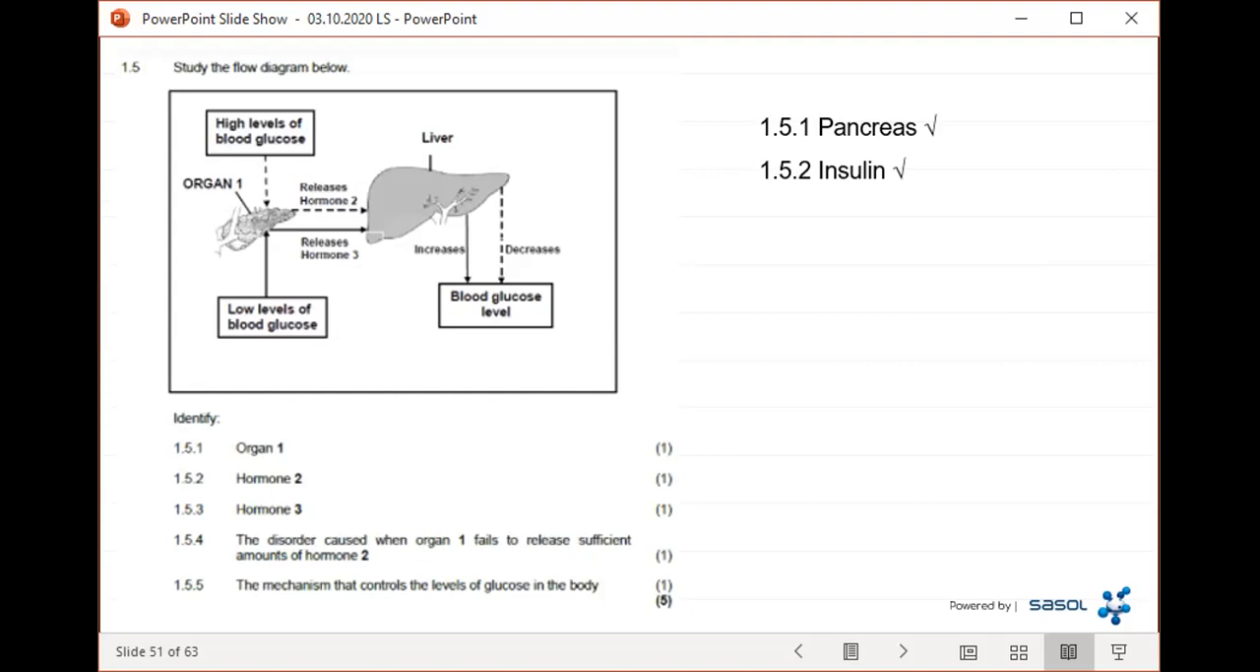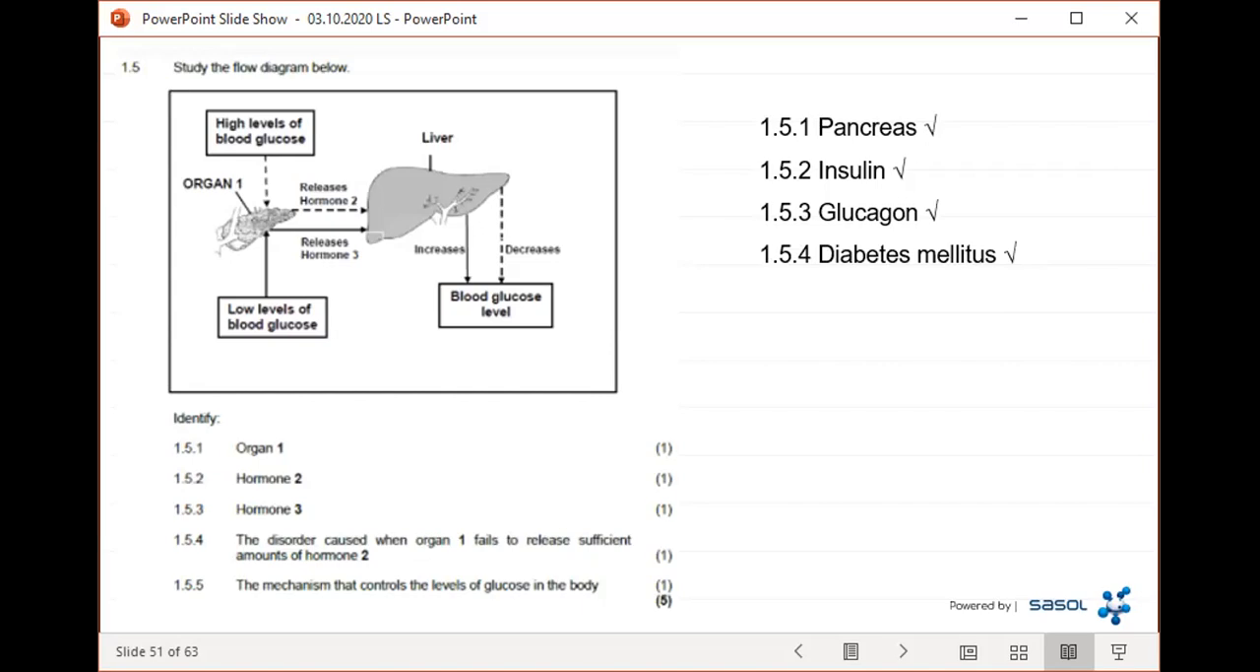And then question 1.5.3, hormone 3, that would be glucagon. Then question 1.5.4, the disorder caused when organ 1 fails to release sufficient amounts of hormone 2. So hormone 2, we said it is insulin, and we know that the disorder which is caused when the pancreas does not release enough insulin is hyperglycemia, or what we call diabetes mellitus.